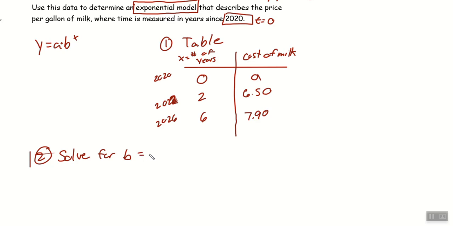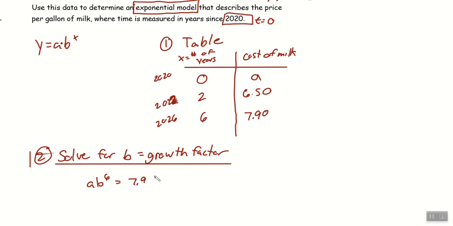B is also our growth factor. So these are 3 points on a graph. We are trying to get the equation from that given the 2 points that we have. So the first one up here, A B, this is our x value. We got A B to the 6 equals $7.90.